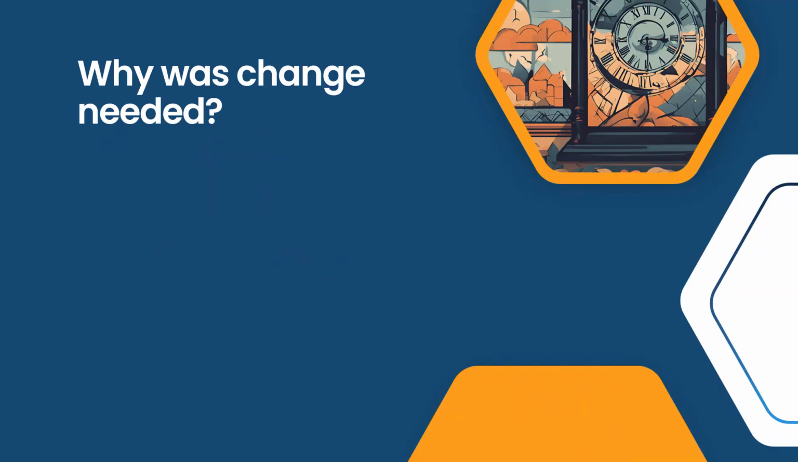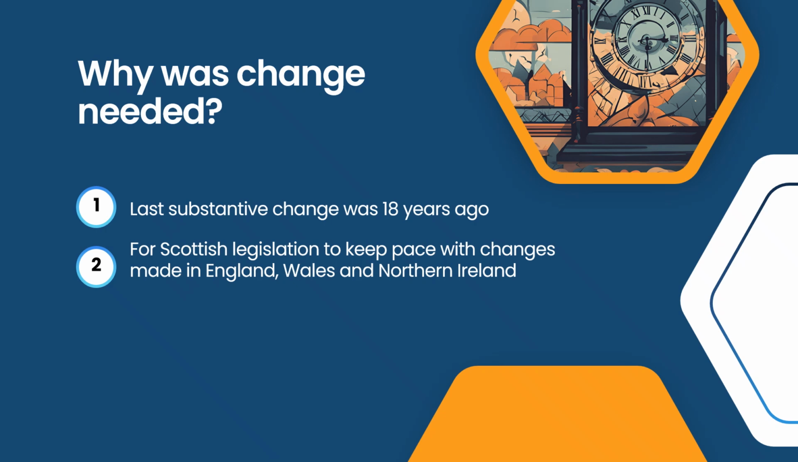Let's start by looking at the why. Why was change needed? Basically, it's because the last time the Charities Act was looked at was in 2005. This would mean the last change was 18 years ago. Secondly, other parts of the United Kingdom, England, Northern Ireland and Wales had made some changes, so this would mean that Scottish legislation would keep pace with them. And this would all lead to increased trust in your organisation from the public, from beneficiaries and from funders alike.